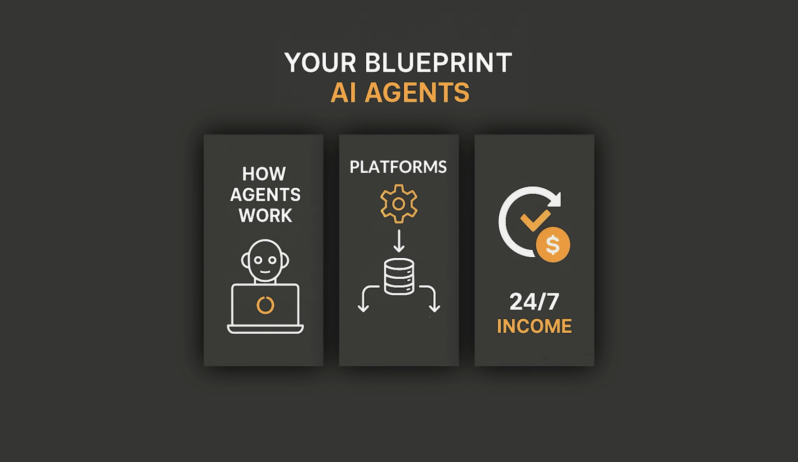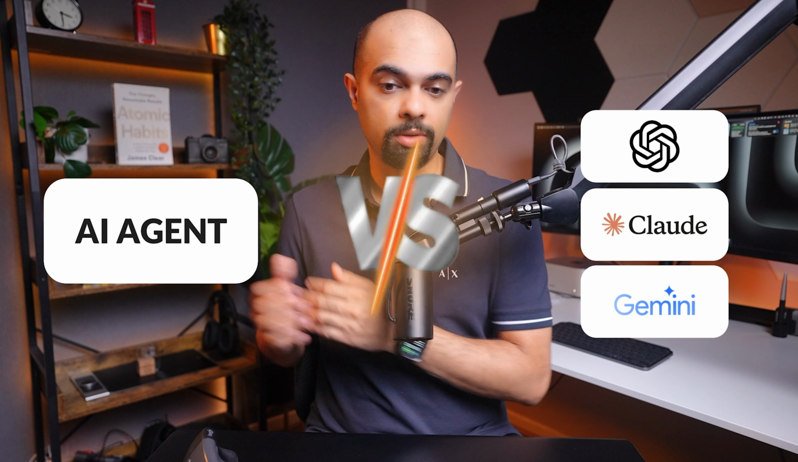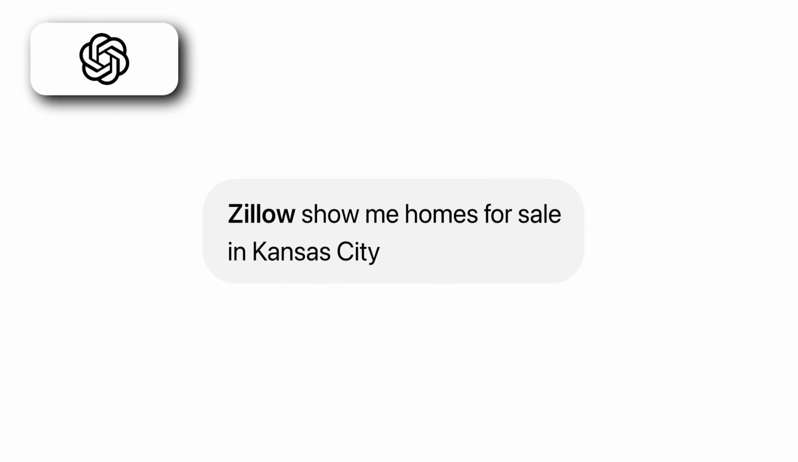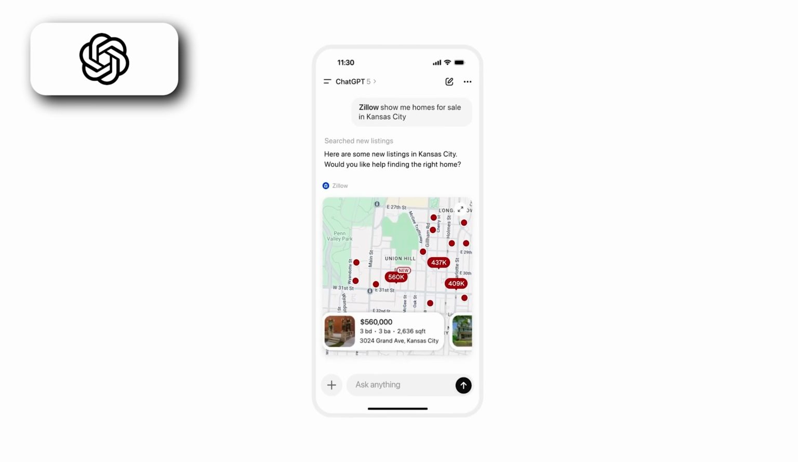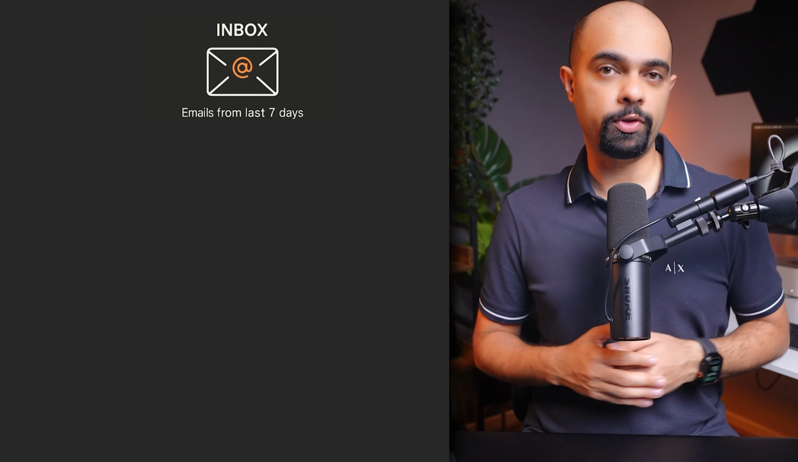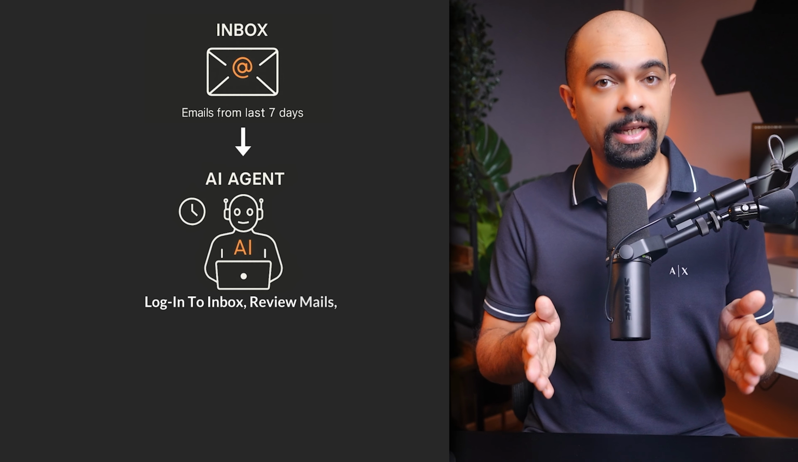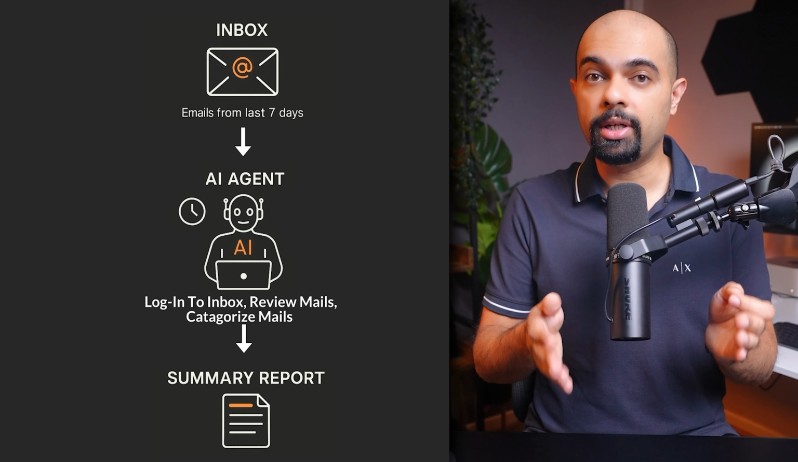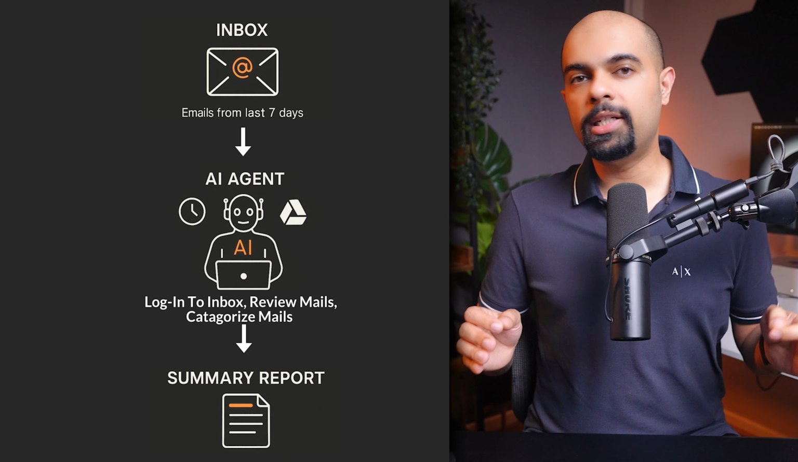So the first thing you need to understand is the difference between your standard chatbots like ChatGPT, Claude, or Gemini versus an agent. ChatGPT is a system of interaction. You give a question, you get a response, and that's it. Now, compare that, for example, to an email agent. If you say, give me an update on all the emails I've received over the last 7 days, the agent logs into your inbox, reviews every email, categorizes them, creates a summary, and drops a document in your Google Drive. It doesn't wait for you to interact, it acts on its own. And that, simply put, is the difference between an AI agent and a standard chatbot.